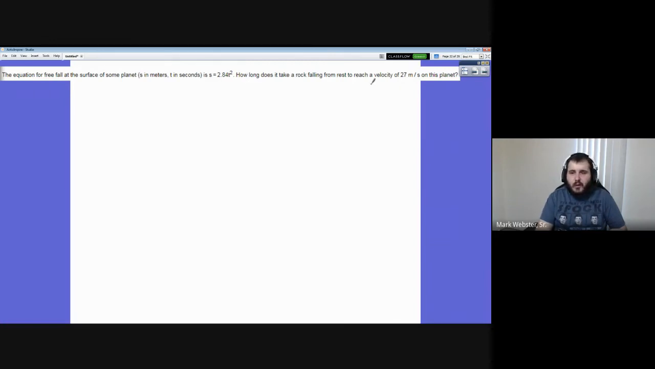Right? So we want to know when it's going to reach a velocity of 27 meters per second. So we have s of t in meters. But what we want is v of t, and that's just the derivative of our displacement. So the derivative, we bring this 2 down, multiply it by 2.84, 5.68 t. And this is now in meters per second. And what we want to know is where this equals 27.